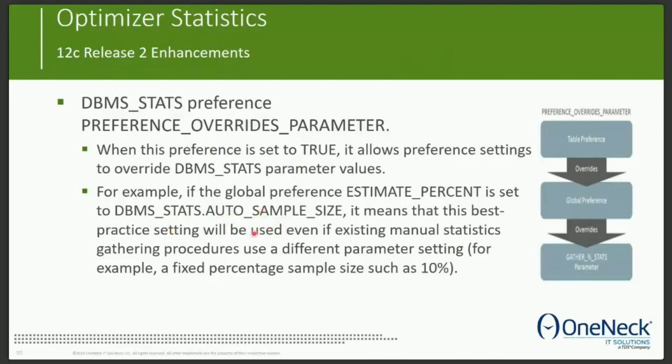in their code itself. So if you want to override that, because in 11G R2 and 12C, auto sample size is much better than specifying any percentage like 10 or 15%. It might run faster and better. So if you have any coding where the developers have hard coded 10% or something like that, you can override that using the DBMS stats preference override parameter.